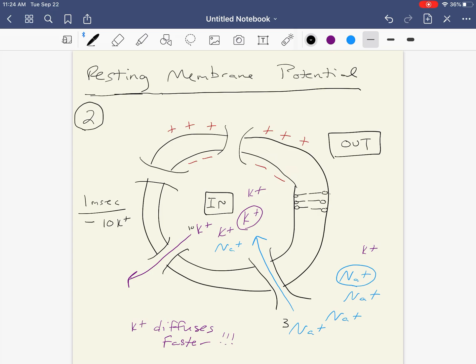So in that 1 millisecond, the inside of the cell has lost 10 positive ions, and it's only gained back 3 positive ions. So if I do the math from the perspective of the inside of the cell, what is the resulting charge? -7. So that's how the inside of the cell becomes more negative compared to the outside.